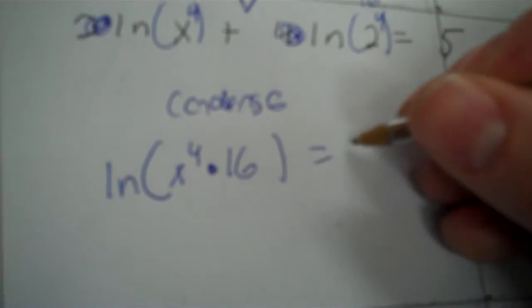And then equals your 5. And get this ln nonsense out of here with the e. Okay, we can't really simplify that. Put the 16 in front of the x to the 4th, though. Okay. Equals, and then I find what e to the 5th is. Second ln e to the 5th. 148.41.